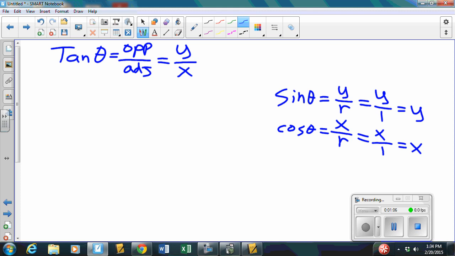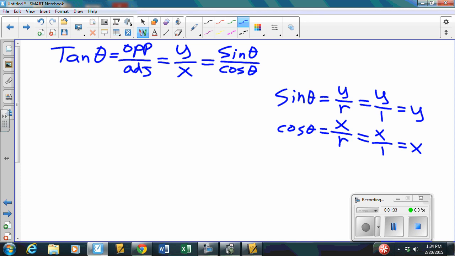Yes. What definition? Say it again. Very good. So it's sine of theta over cosine of theta. You guys will notice that since y is sine and cosine is x, we can define the tangent as sine over cosine. Okay?